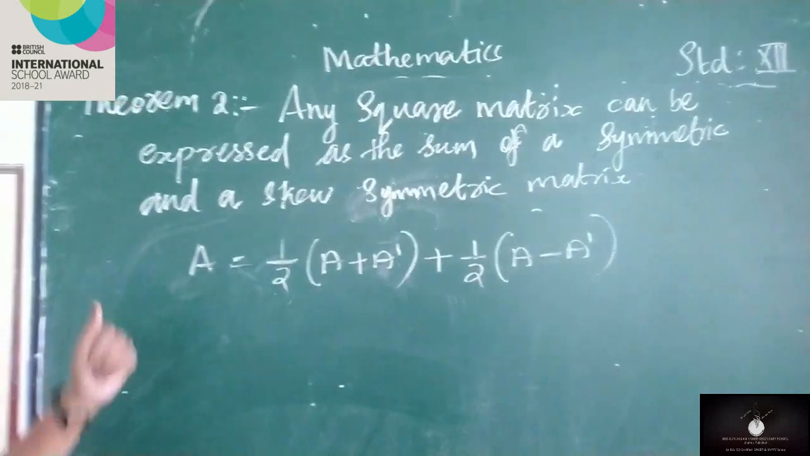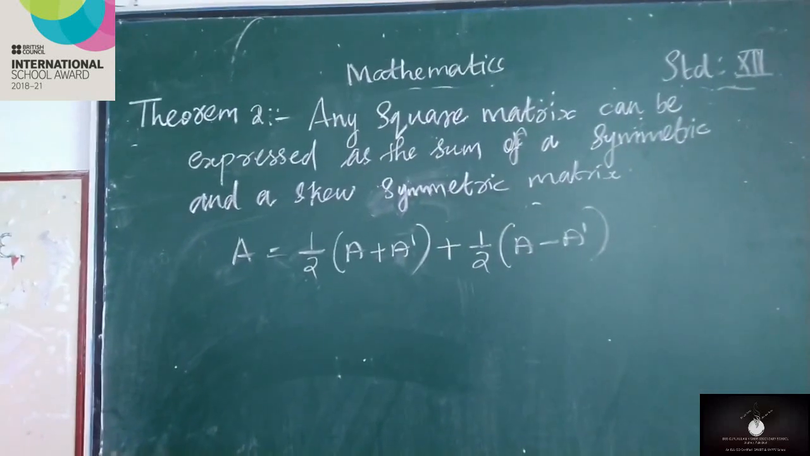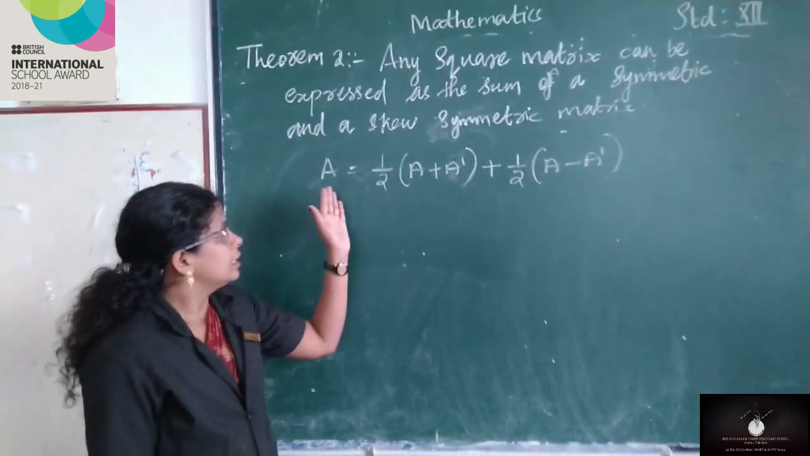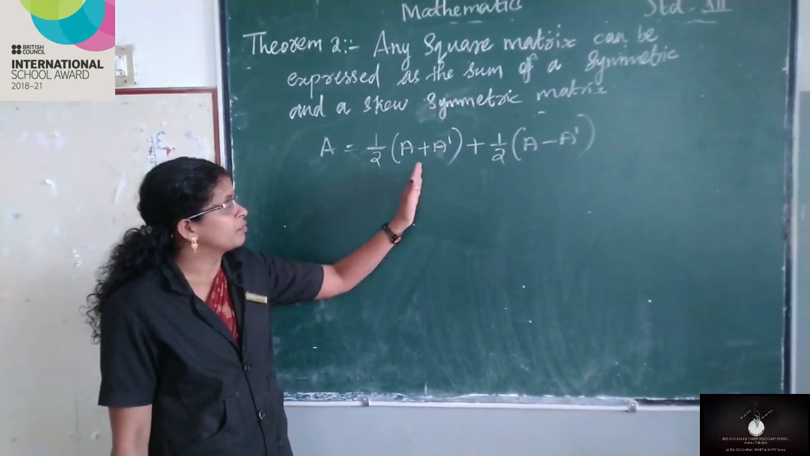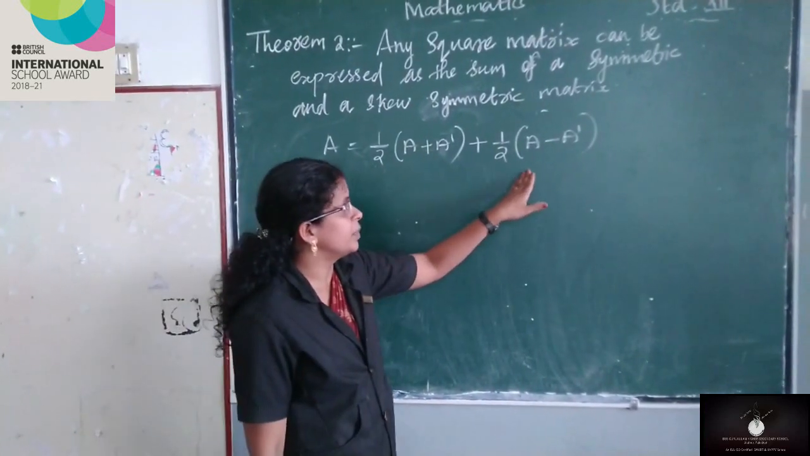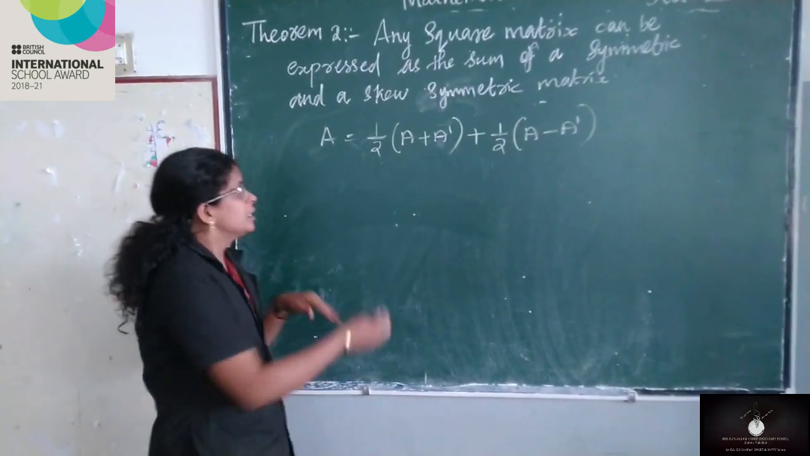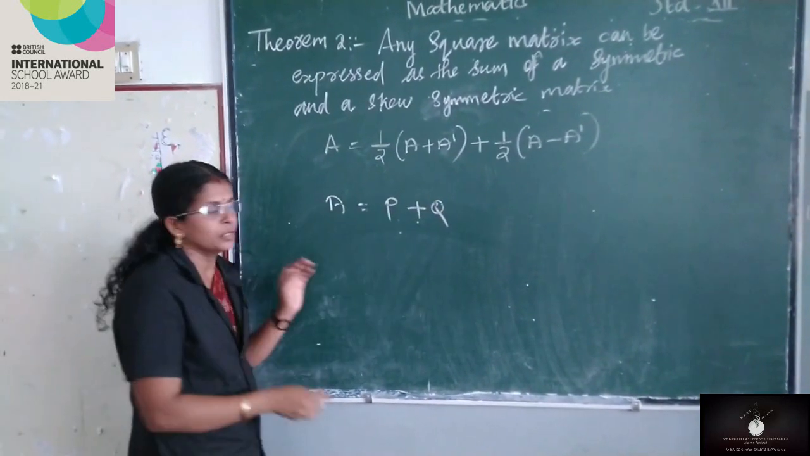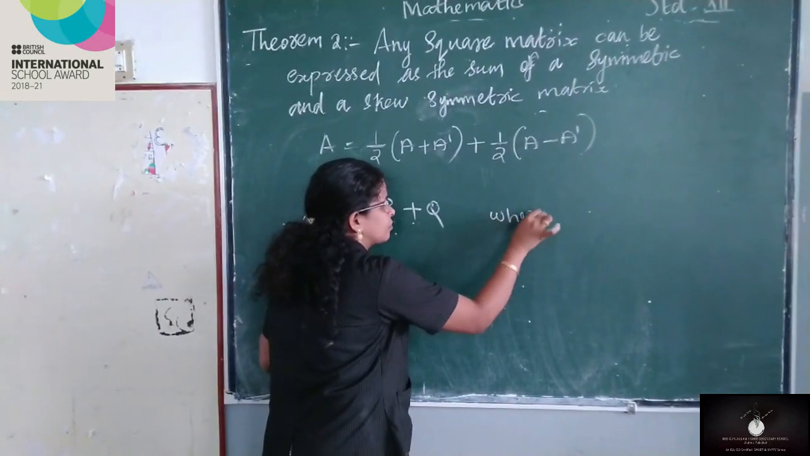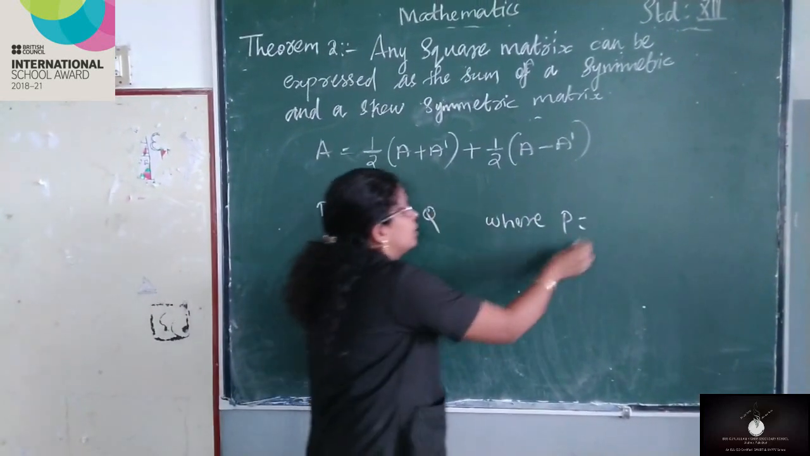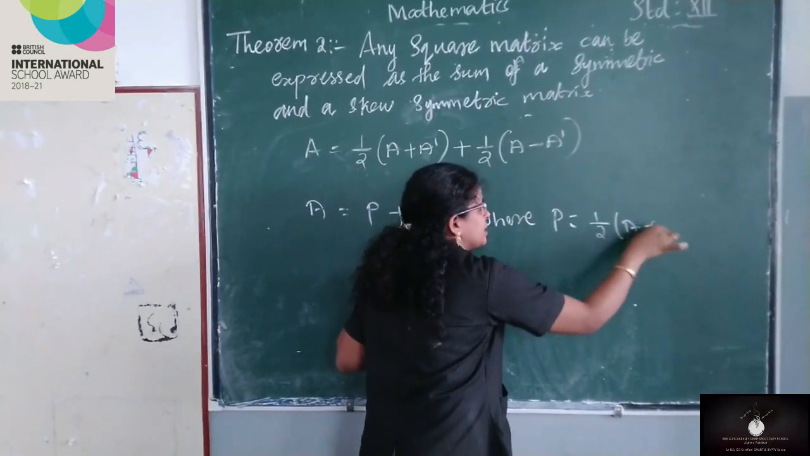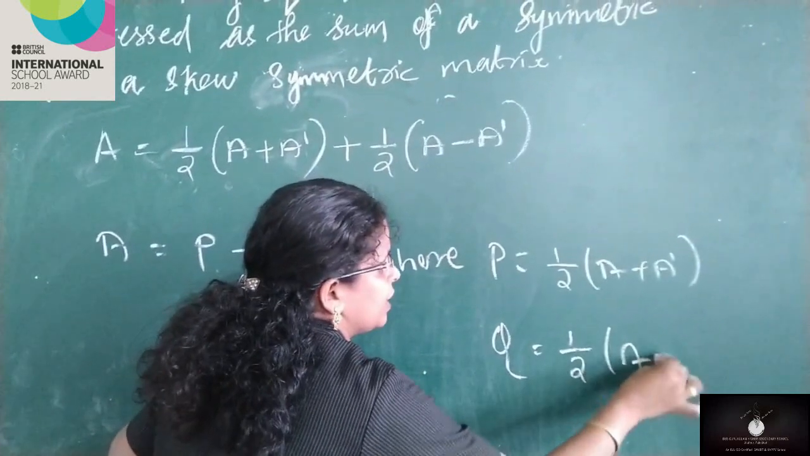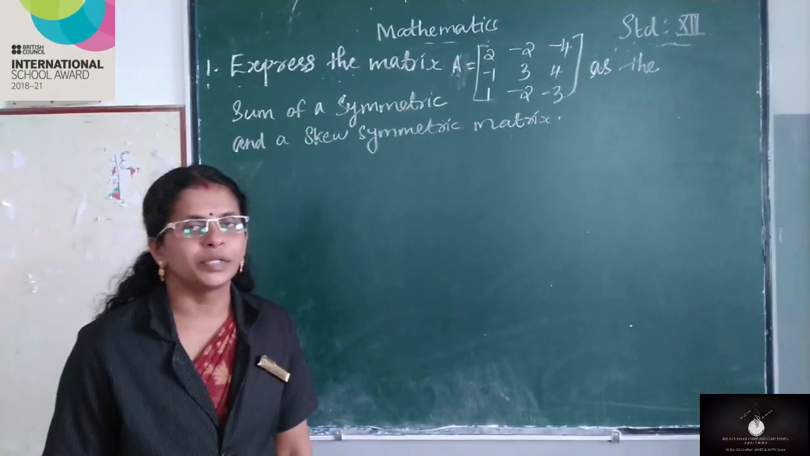Clear? Any square matrix can be expressed as the sum of a symmetric and skew symmetric matrix. That is A equal to 1 by 2 of A plus A transpose plus 1 by 2 of A minus A transpose. So it can be written in the form A is equal to P plus Q, where P is equal to 1 by 2 of A plus A transpose and Q is equal to 1 by 2 of A minus A transpose.